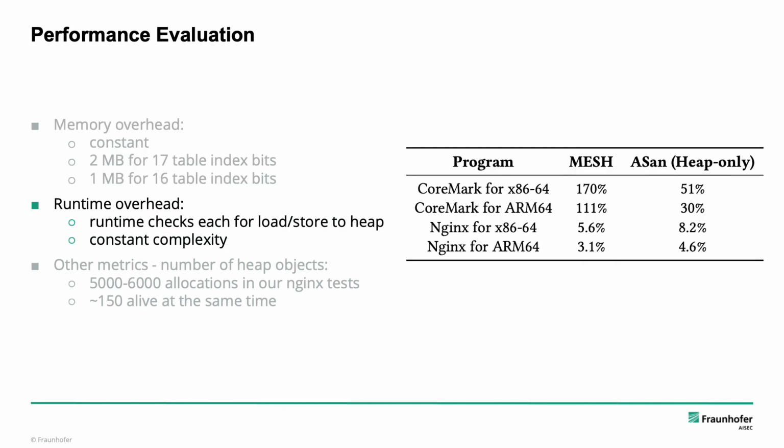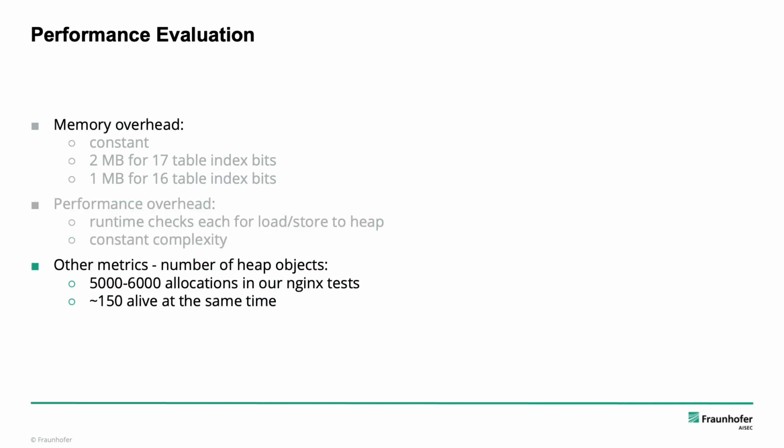For the runtime evaluation, we have tested our prototype on a synthetic evaluator called Coremark and on the Nginx web engine. The results are comparable to those of the heap-only version of ASan. Finally, other metrics that interest us are the number of objects that are allocated throughout the lifetime of a small to medium-sized program. In our test, Nginx has allocated a few thousand objects, of which only a few hundred are alive at the same time. This leads us to conclude that our table can be big enough for real-world scenarios.